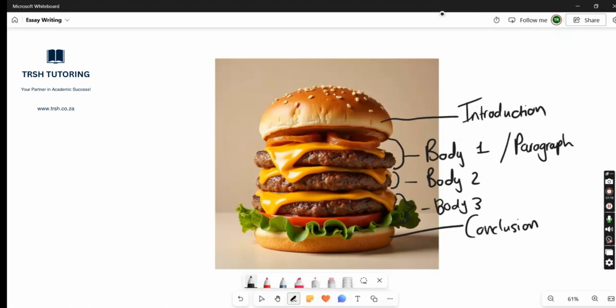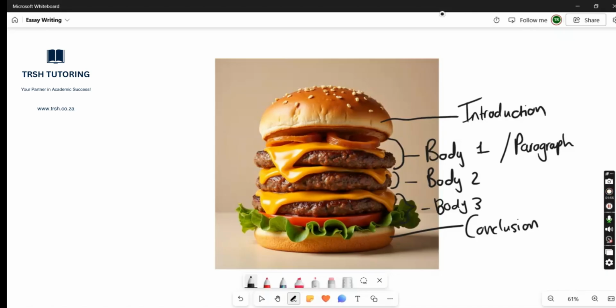So every good essay has balance. So too little filling means weak arguments. If it's too much filling, it means your essay becomes messy and confusing. I mean, think about it. If you had 5 patties, that would be so messy to eat. If you don't have any filling or patties whatsoever, your burger would be boring. So that's the whole point when I say that every good essay has balance. Too little filling means weak arguments. Too much filling means your essay becomes messy and confusing.